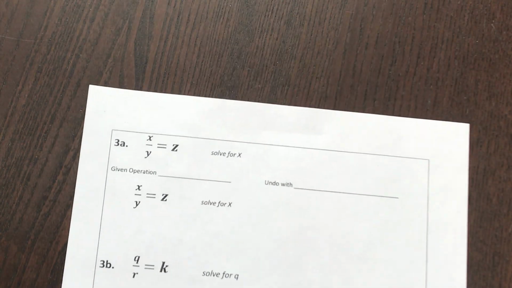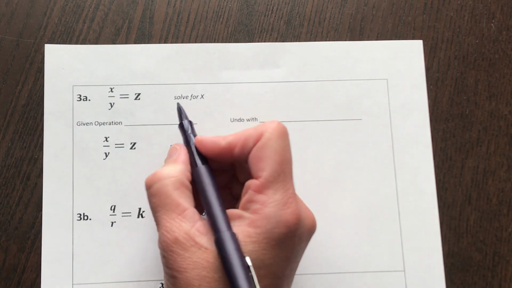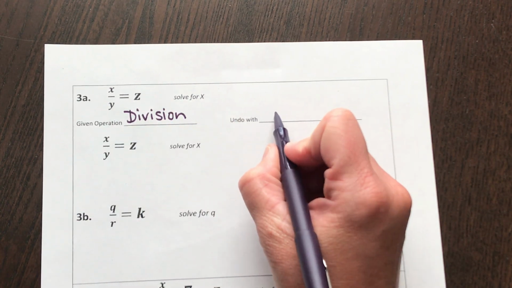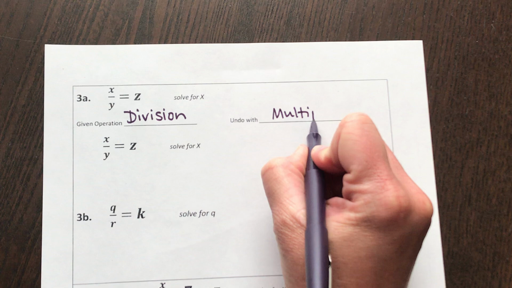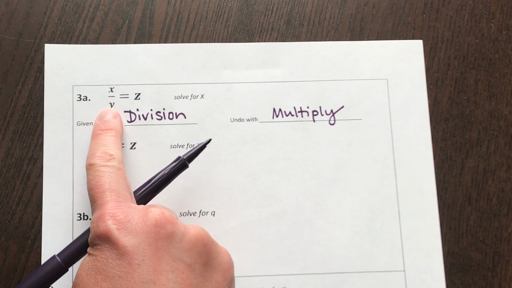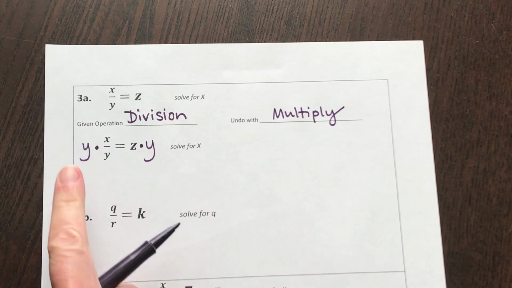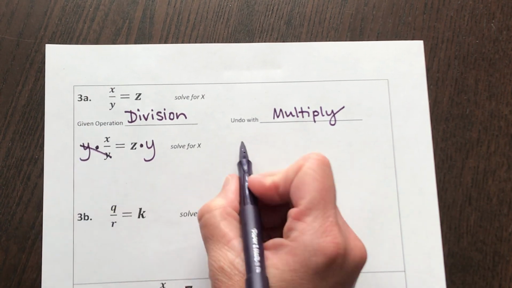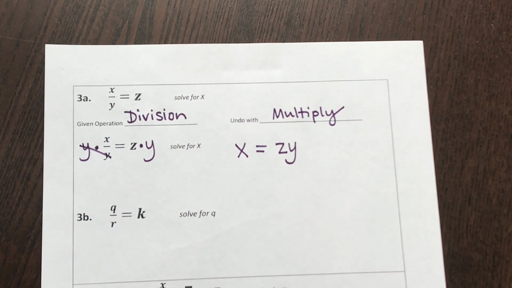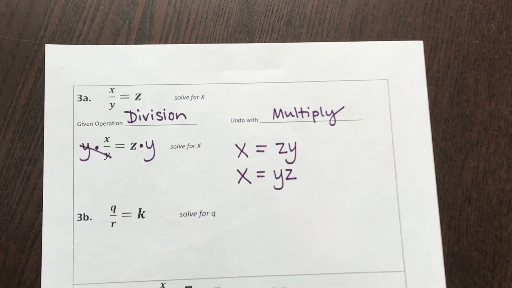Now on the next page, you'll see that there is another operation. In this case, my given operation is division. And how I undo division would be to multiply. So if I want to solve for x, I need to undo the division of y. So what I'm going to do is multiply both sides of my equal sign by y. Now I will have x is equal to z times y. You could also write it yz. Those would be the same thing.